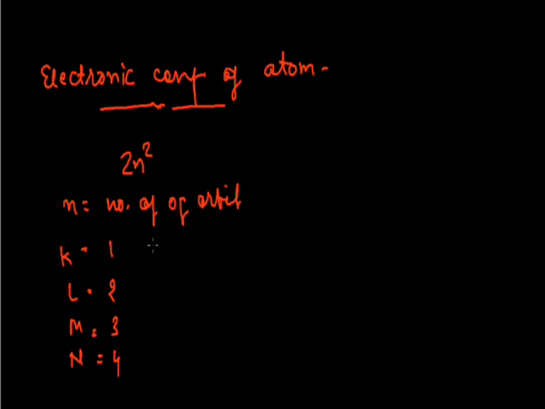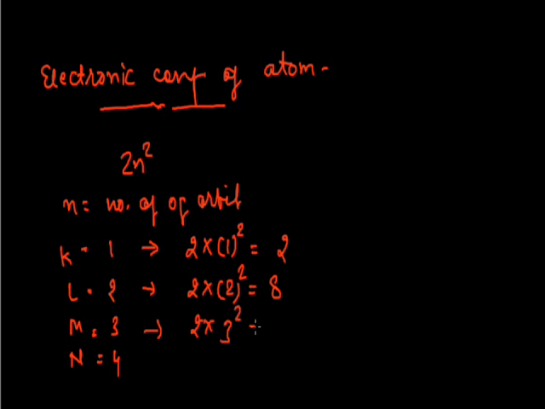Now if you want to find out the maximum number of electrons in the K orbit, then you can use this formula: 2 multiplied by the square of 1 gives 2. In case of L, that is 2 into 2 square, that is 8. For M, 2 into 3 square, that is 18. And for N, 2 into 4 square, that is 32. So K shall have a maximum of 2 electrons, L shall have a maximum of 8 electrons, M can accommodate a maximum of 18 electrons, and the N orbit can accommodate a maximum of 32 electrons.